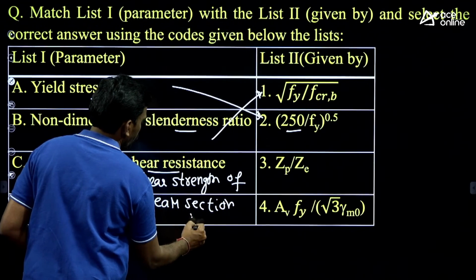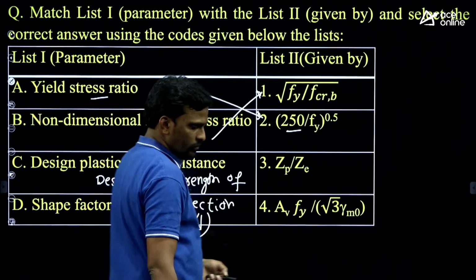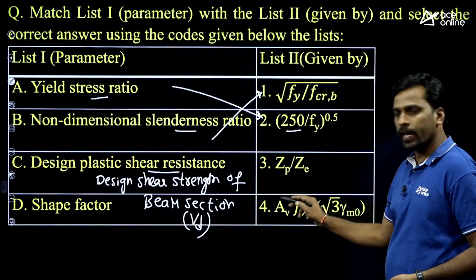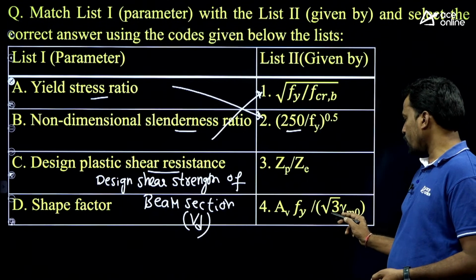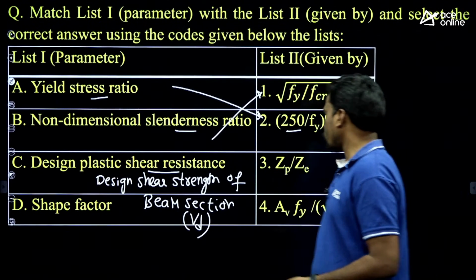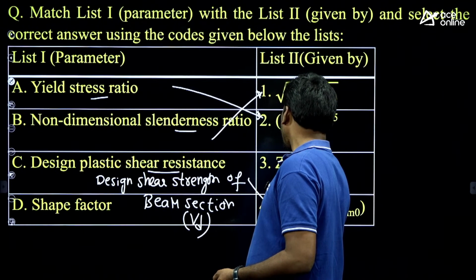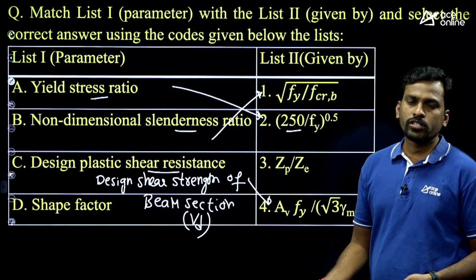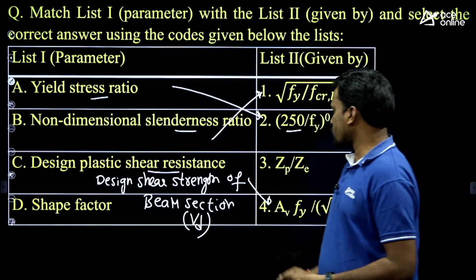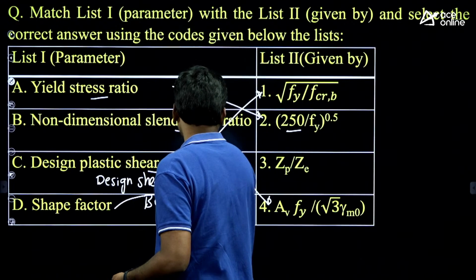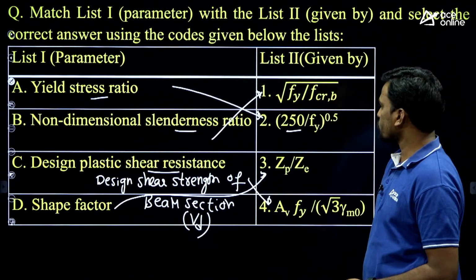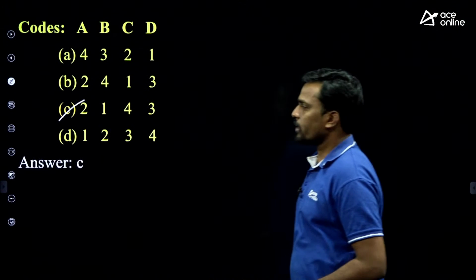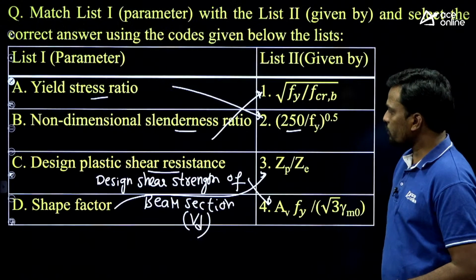Do you remember I gave a notation V suffix d in the beam chapter? That is Av, the shear area, times yield stress divided by root 3 into gamma m naught. Then here C4, what is the shape factor formula? I gave in plastic theory, it is the ratio of plastic section modulus to elastic section modulus. Then shape factor is right. Then from this, what is the answer? C is correct.